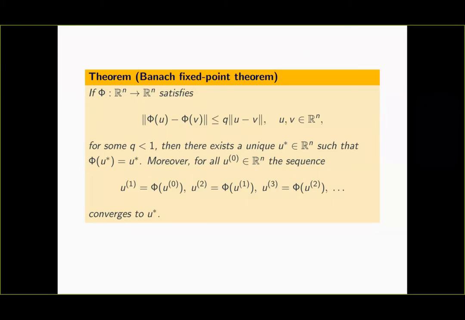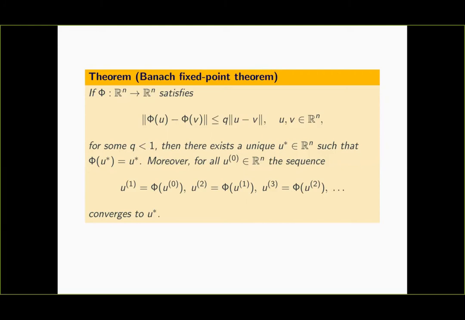If phi is a mapping from R^n to R^n, which satisfies that for all u and v from R^n, the distance of phi of u minus phi of v in Euclidean norm is bounded from above by q times the distance of u and v, where q is some constant strictly smaller than 1. Then there exists a unique u star in R^n, such that phi of u star equals u star. In other words, u star is a fixed point of phi. So any mapping from R^n to R^n which satisfies this contraction inequality for some parameter q that is strictly less than 1, has a unique fixed point.